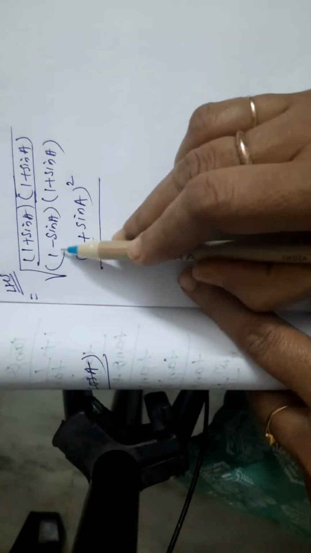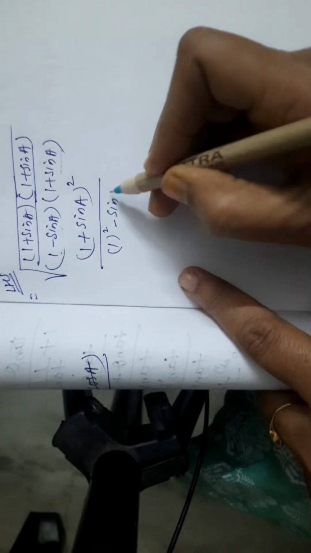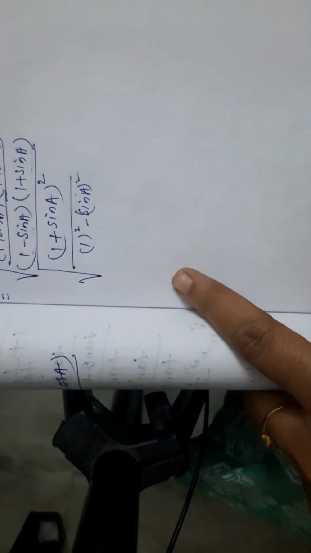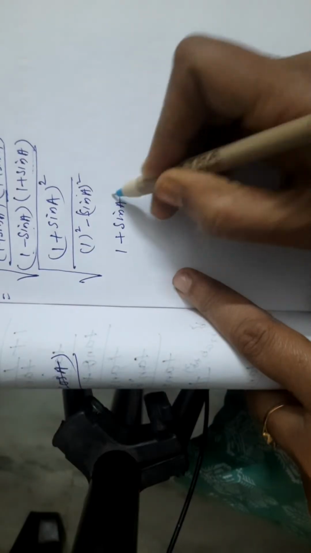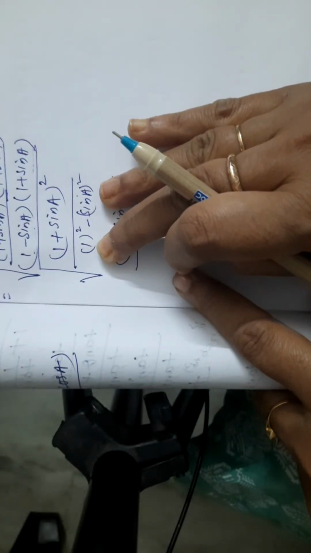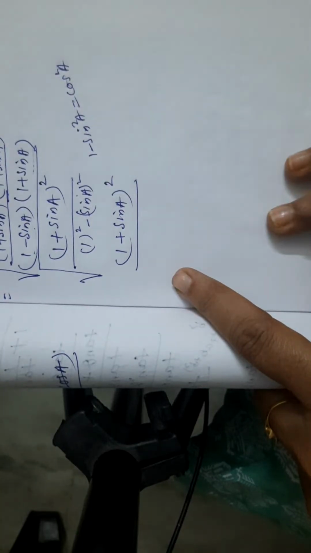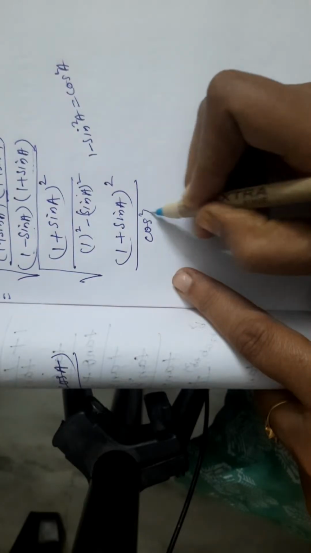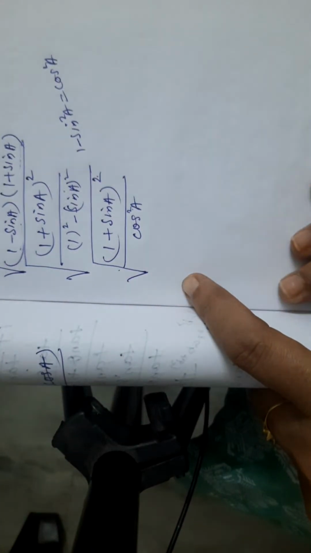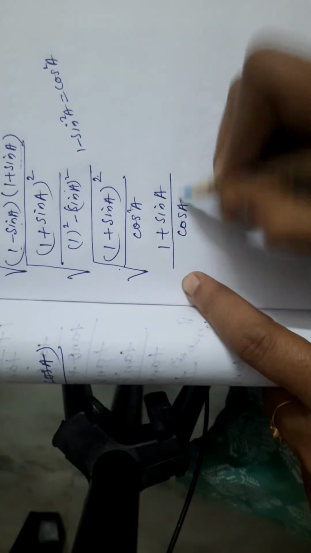In the denominator, (A minus B)(A plus B) is there, so it's A square minus B square, whole under root. Now (1 plus sin A) square, and this one is A square minus B square, that is 1 minus sin square, and 1 minus sin square is cos square. So we can replace 1 minus sin square with cos square A. Again they are in root, so this root and square will get cancelled. So finally we'll have 1 plus sin A upon cos A.